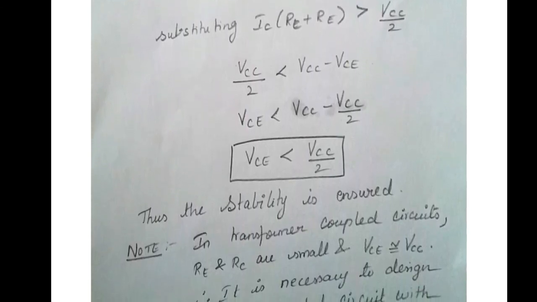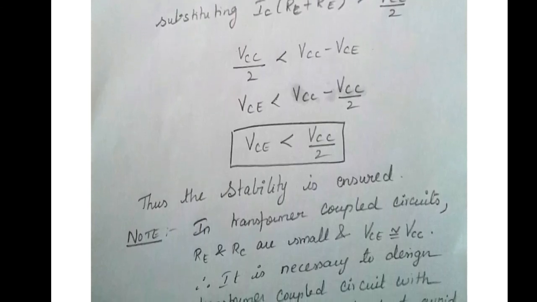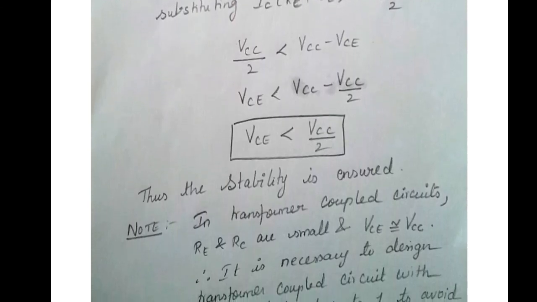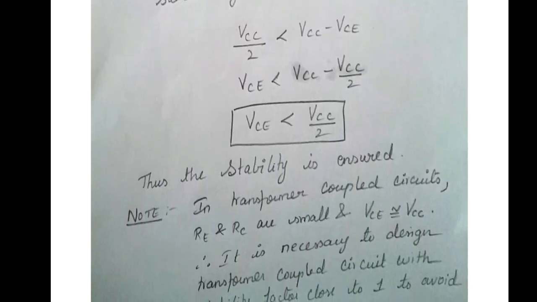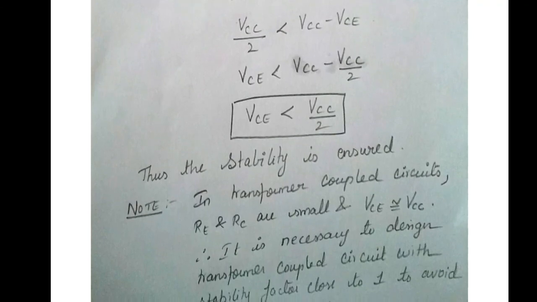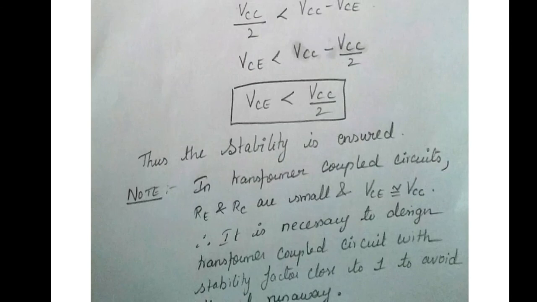From this we can say the stability is ensured. We must also note that in a transformer coupled circuit, the RE and RC values will be very small and VCE will be approximately equal to VCC. It is necessary to design a transformer coupled circuit with a stability factor close to 1 to avoid thermal runaway.